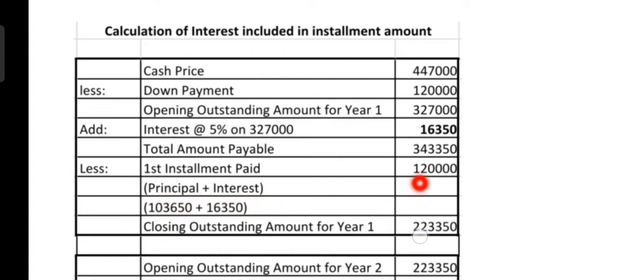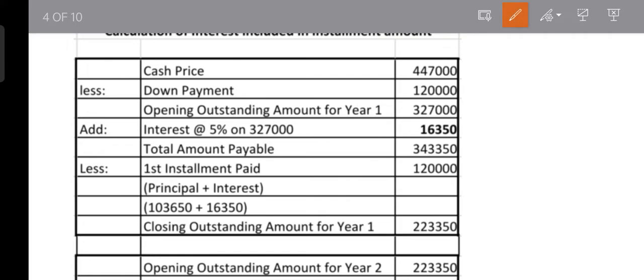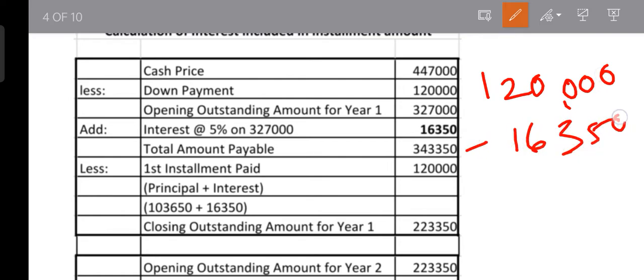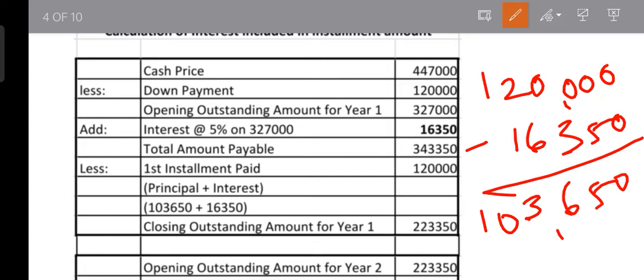So total 1,20,000, out of that 16,350 is the interest and the balance amount is the principal amount. Okay, so how are we going to calculate this? The total amount paid is 1,20,000. Out of 1,20,000, 16,350 is the interest. If you deduct this, you will get 1,03,650. So this is the principal amount and this is the interest amount.